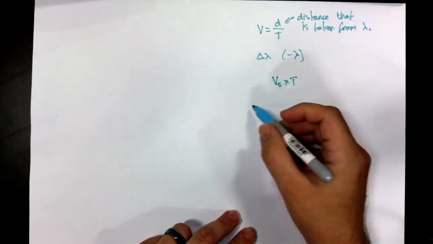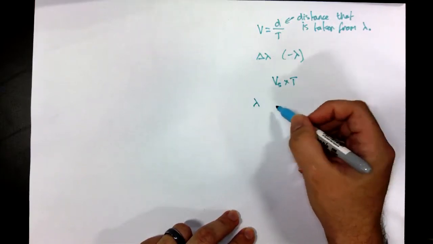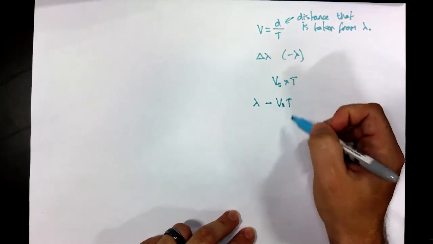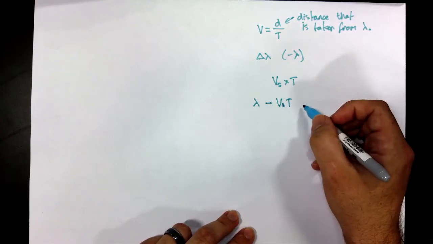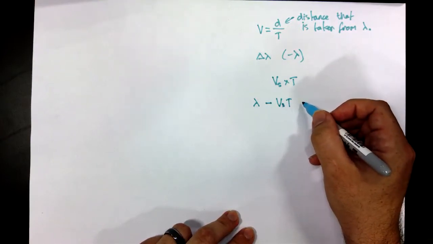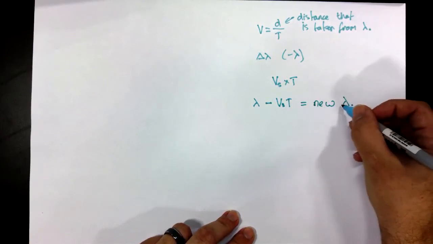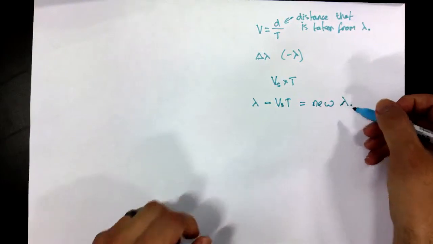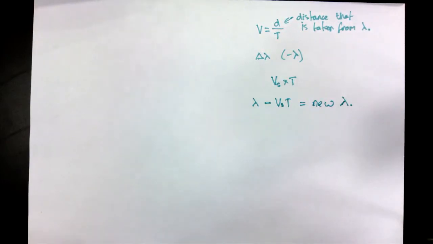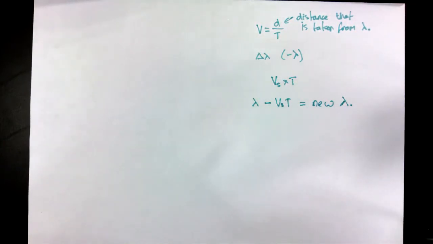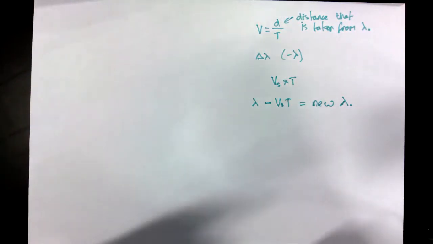So what can I do with this? Well, I can write a term to say that the original wavelength minus this term, Vs times the time period, is going to be equal to a new wavelength, a new lambda. That gives us an idea of what the new wavelength of this sound is, and then if you knew the new wavelength and the speed of sound, you could work out the new frequency, which is related to what you actually hear.